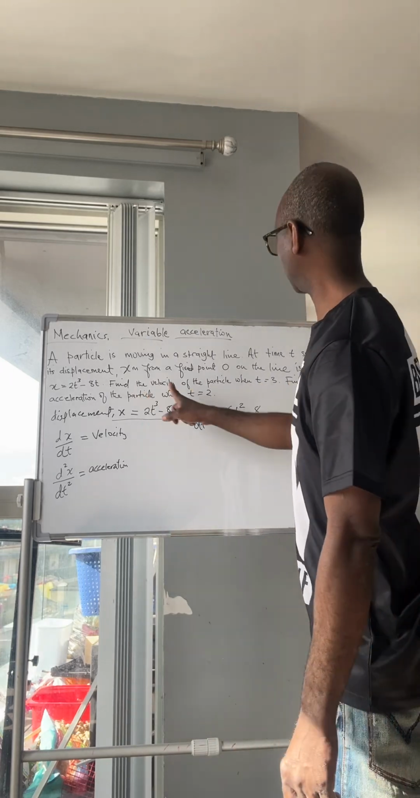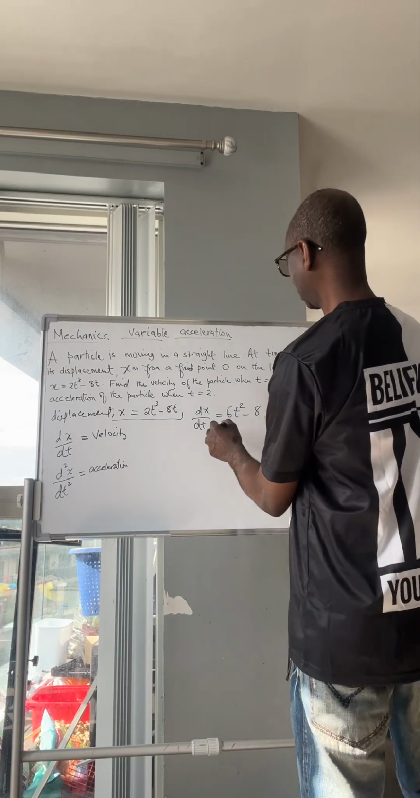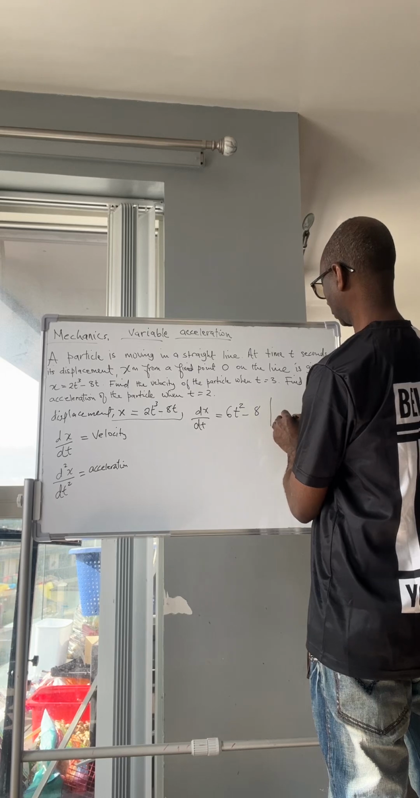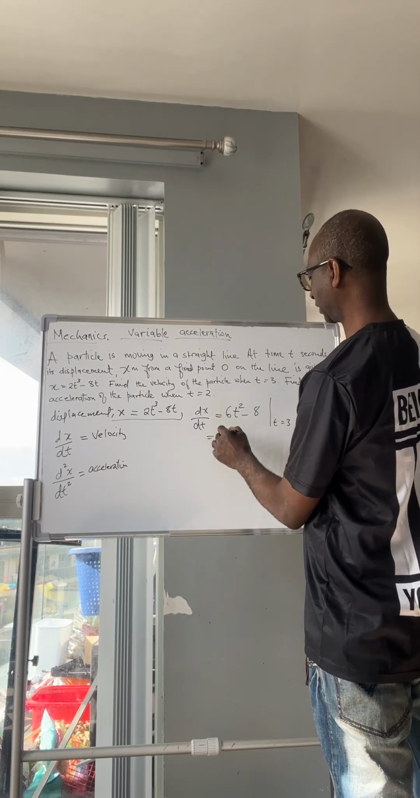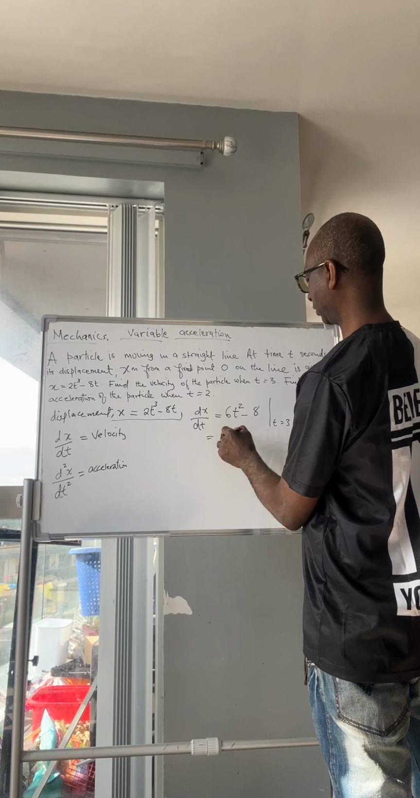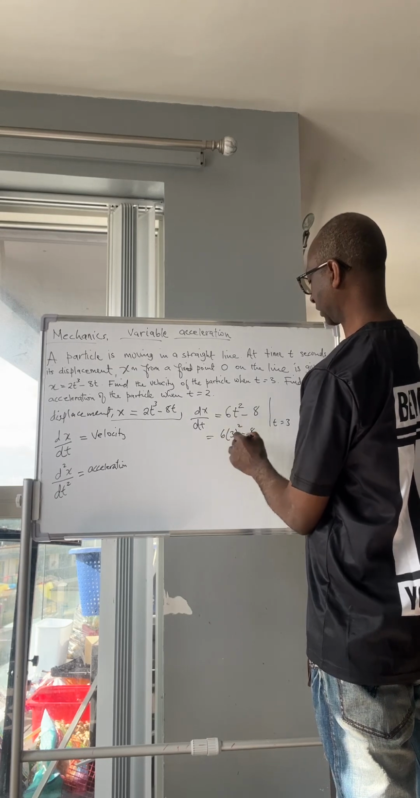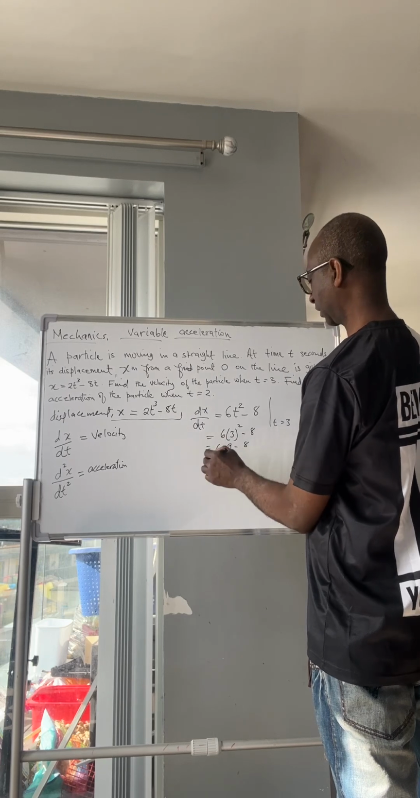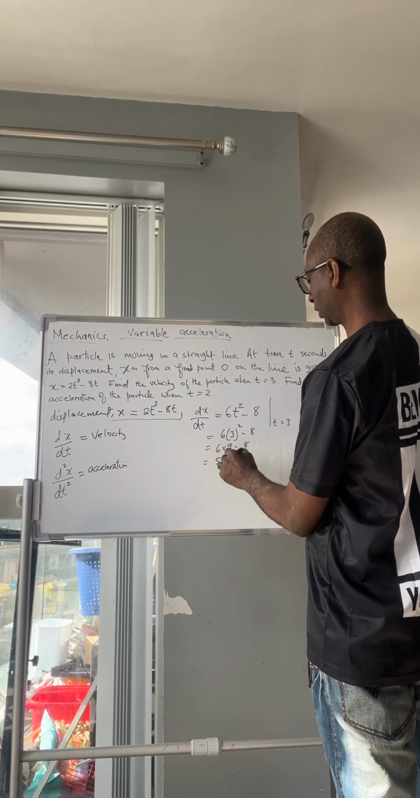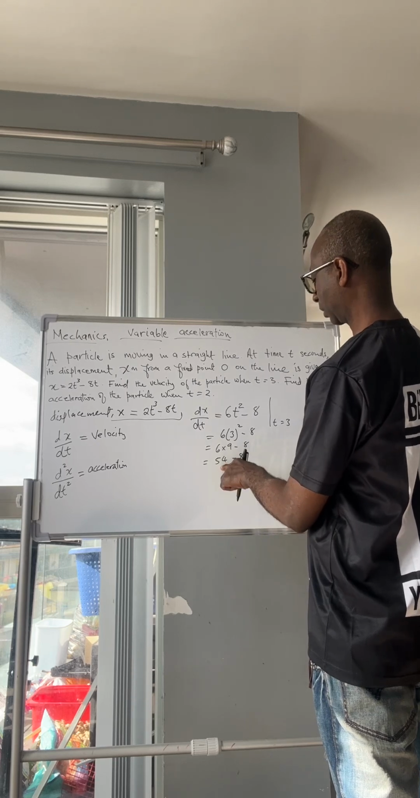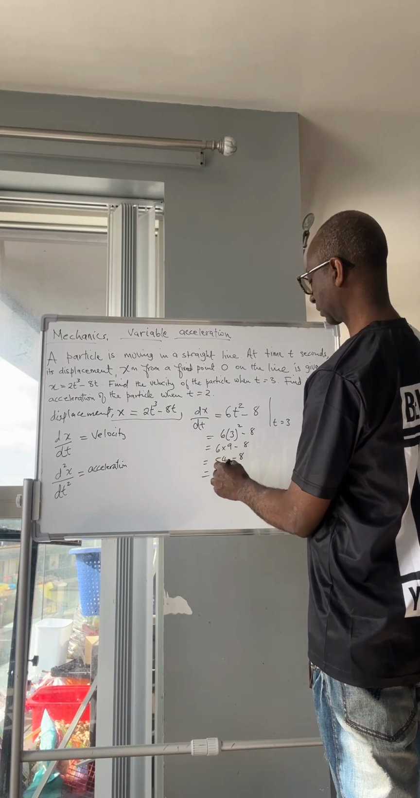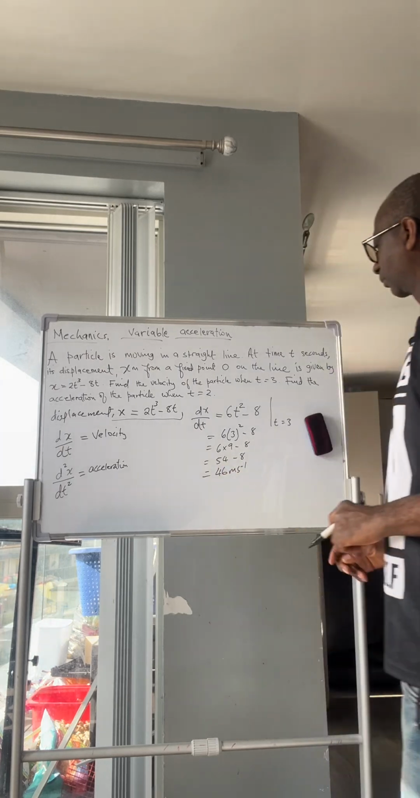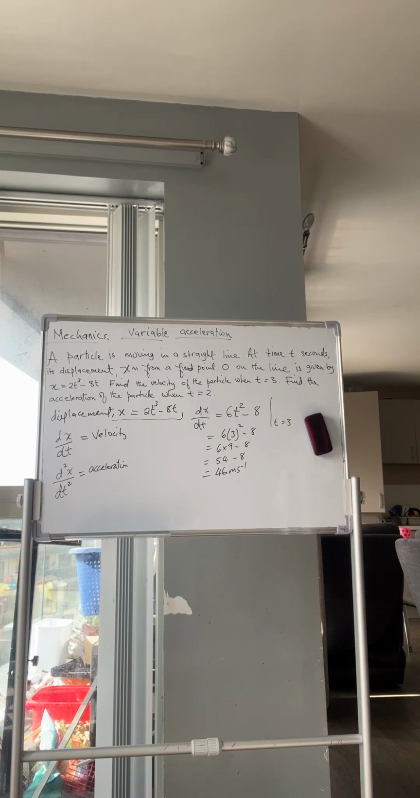But we are asked to find the velocity when t is 3. So at t equals 3, we now have velocity as 6 times 3 raised to the power of 2 minus 8. This is 6 times 9 minus 8. 6 times 9 is 54, minus 8, and this is 46 meters per second. That's the velocity we were asked to find.